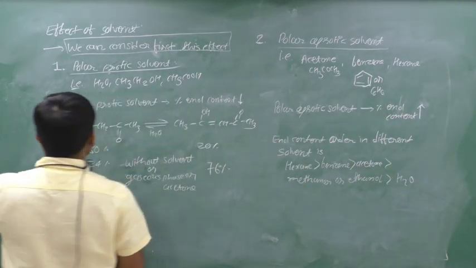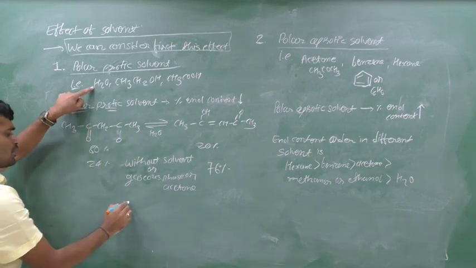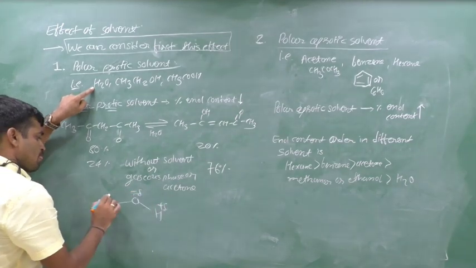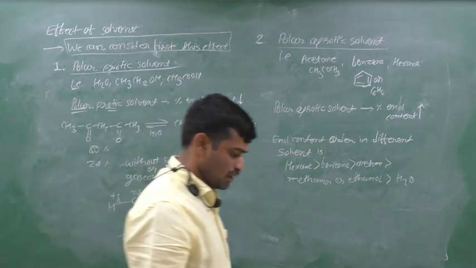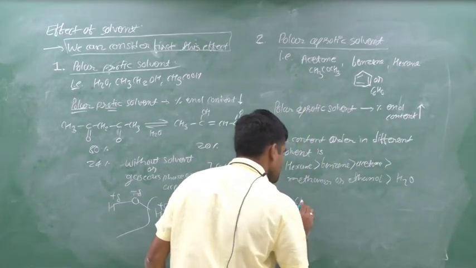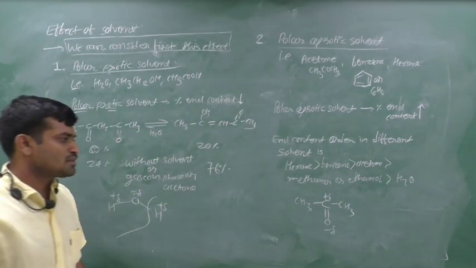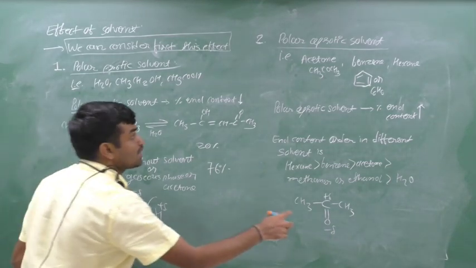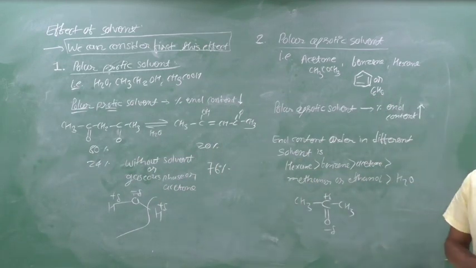Now, what is the meaning of polar protic? This type of compound is polar and protic. Protic means it can give the proton. This type of compound is polar and gives the proton, therefore it is known as polar protic. And this type of compound is polar but not protic, meaning it cannot give the proton. This is the difference: polar protic and polar aprotic.